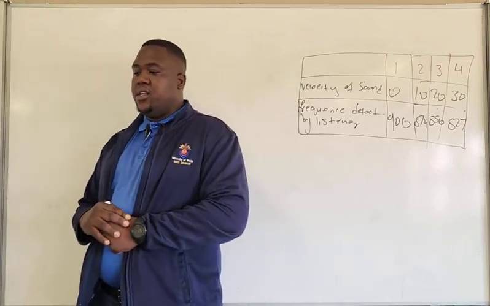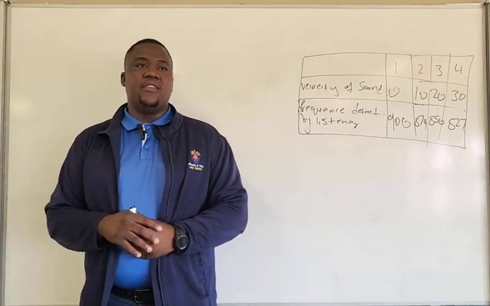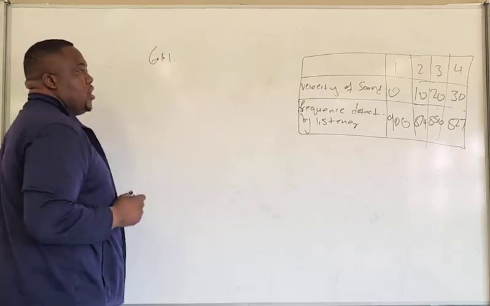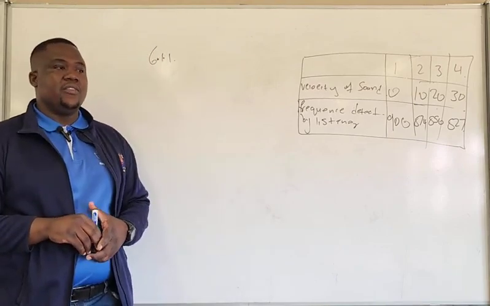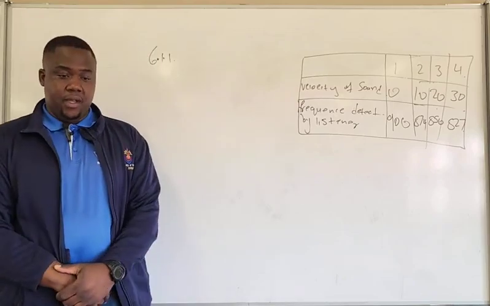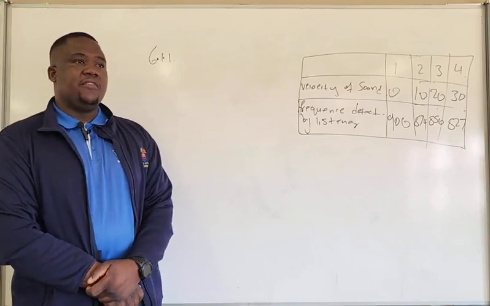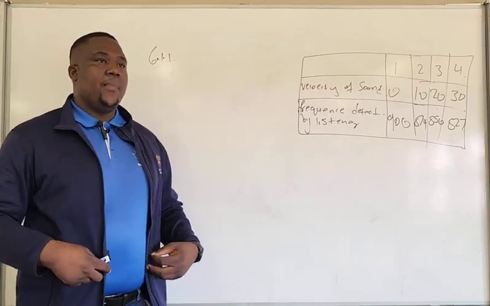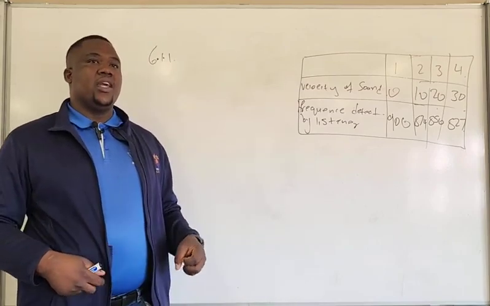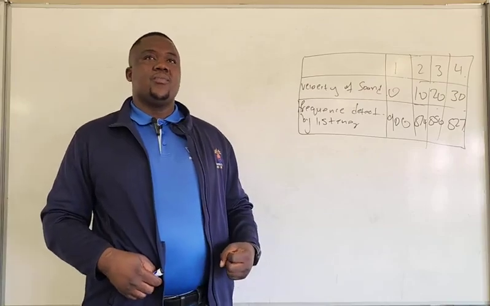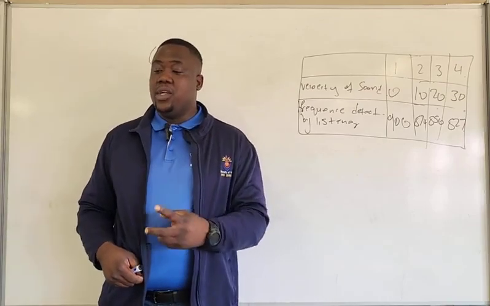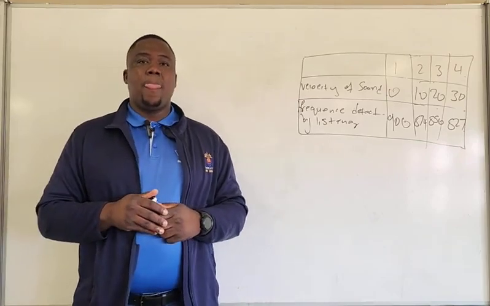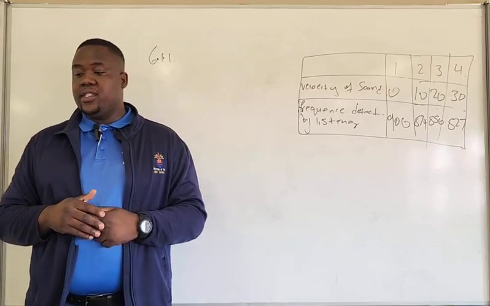The first question says, write down the dependent variable for the investigation. 6.1.1. Write down the dependent variable for this investigation. What is the dependent variable? A dependent variable is a variable that changes during an experiment. A dependent variable is a variable that can be changed by the experiment. What is a dependent variable in this situation? Look at it. The velocity of sound, it cannot be changed.